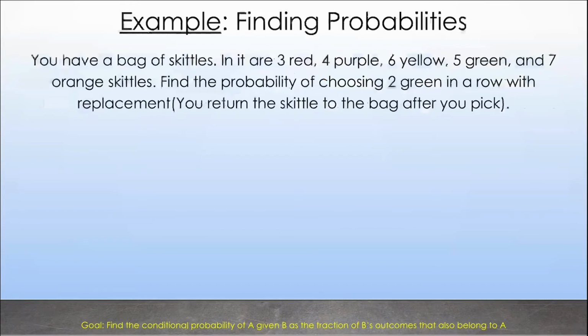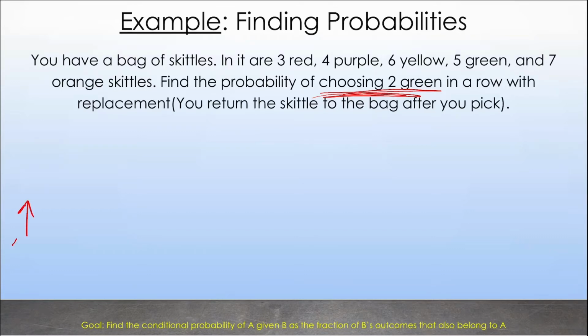Alright, so an example of finding probability. You have a bag of Skittles. In it are 3 red, 4 purple, 6 yellow, 5 green, and 7 orange Skittles. Find the probability of choosing 2 green in a row with replacement. This means you return the Skittle to the bag after you pick it. Okay, so we're choosing 2 green in a row.